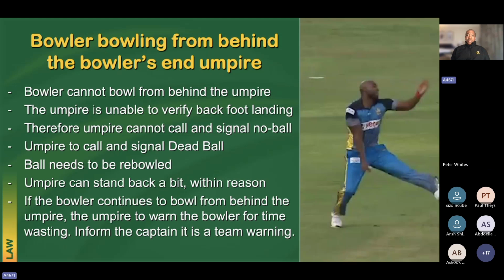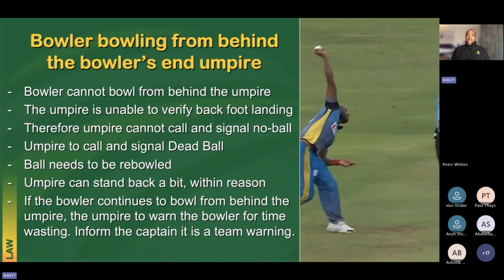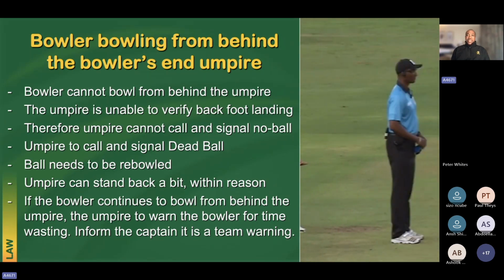Can umpire Gregory Braithwaite be certain that Tino Best is inside the return crease in terms of the back foot landing to be able to judge a no ball? No, he can't. Can Gregory Braithwaite determine with certainty that the ball was bowled legally in terms of the straightness of the arm? No, he cannot, because he did not see the ball being released by Tino Best.